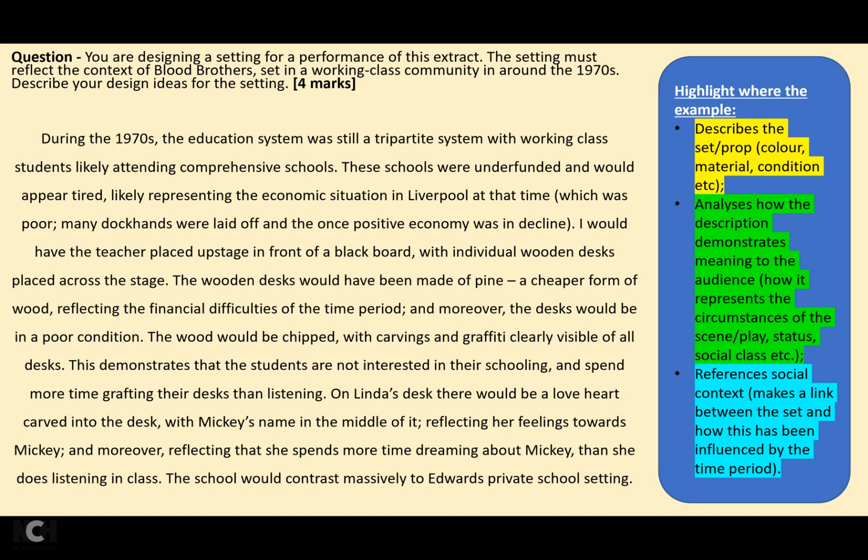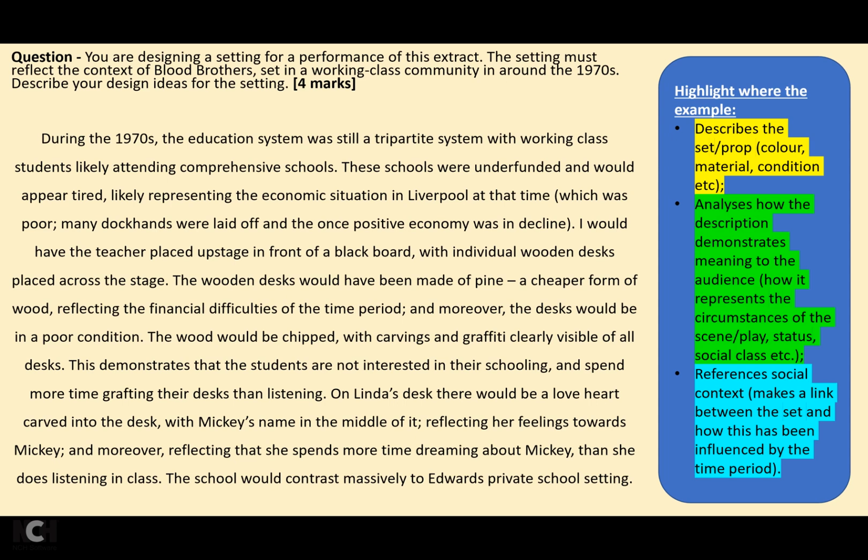These schools were underfunded and would appear tired, likely representing the economic situation in Liverpool at that time. And then I put in brackets, which was poor. Many dockhands were laid off, and the once positive economy in Liverpool was in decline. So what you can see there is a really nice introduction.